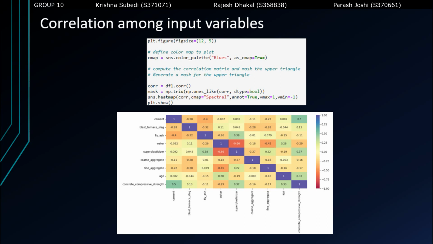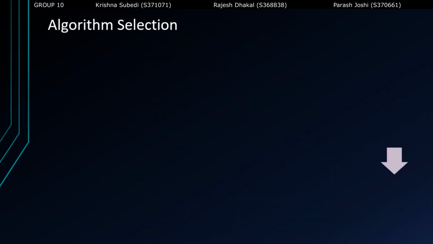For example, from the graph we can see that cement is the best predictor as it shows a strong correlation. Similarly, water shows a negative correlation with the concrete compressive strength, and superplasticizer and fly ash show a strong correlation, followed by blast furnace slag and fly ash being very weak predictors. Now the other part of this presentation will be explained by Rajesh Dhakal.